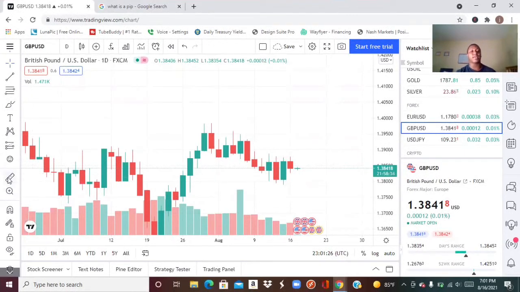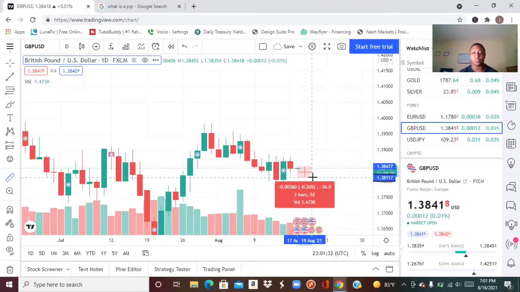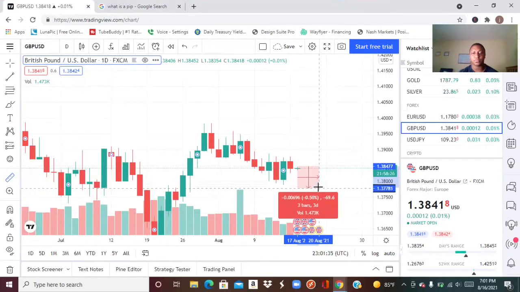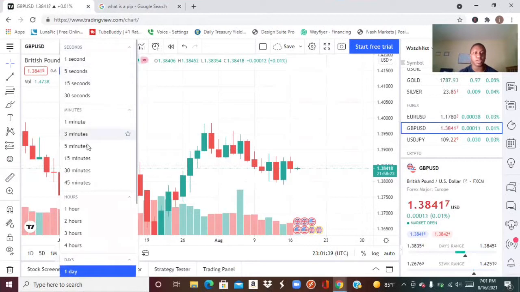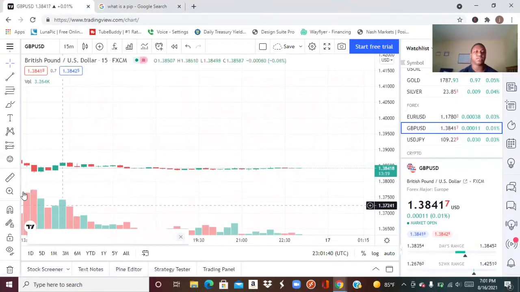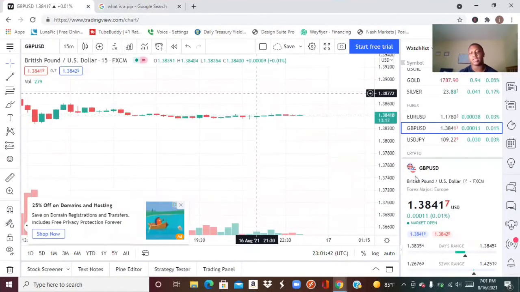Now, really, the easiest way to calculate a pip, you go right here, you use the ruler tool, and it lets you know. Boom. We're on a daily time frame. Let's go down to the 15 minutes so you guys can actually see how it really looks in time.